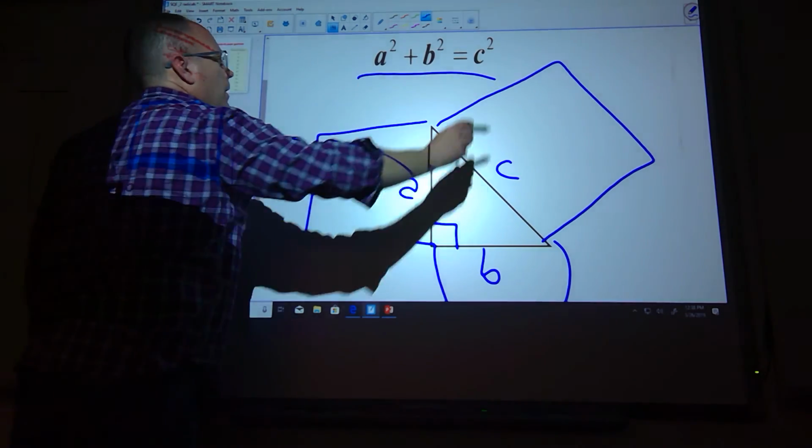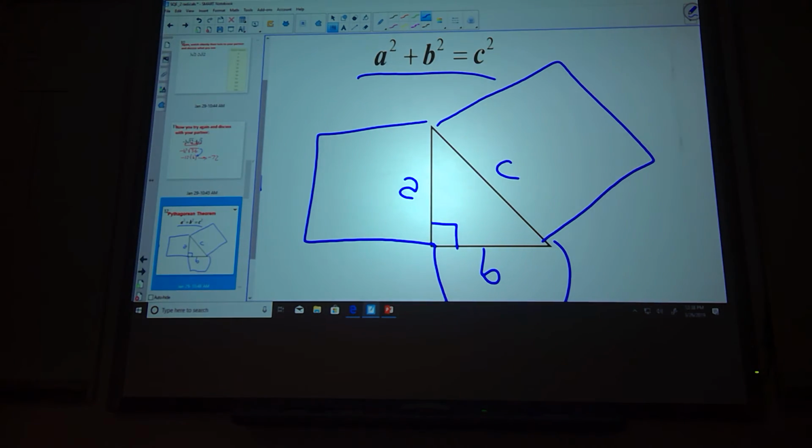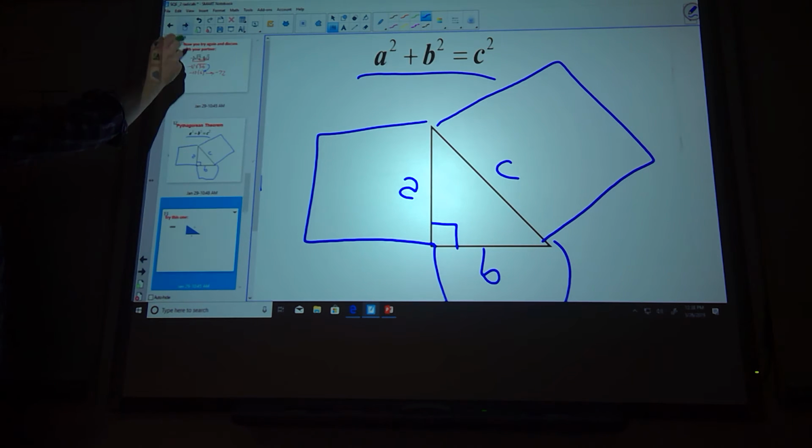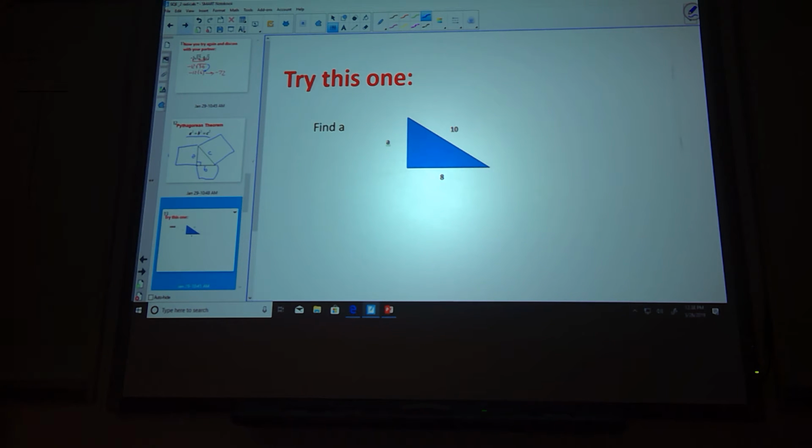This was a theorem that was figured out in the 6th century. Pretty cool, by a guy named Pythagoras. His best friend was Isosceles. Equilateral, they didn't like all that much.